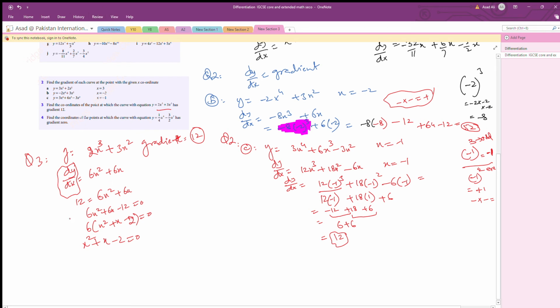There are two methods here. Method 1: x square plus x minus 2 equal to 0, dividing by 6 both sides, so we got x square plus x minus 2 equal to 0. Method 2: you see this is 6, this is 6, and again I'm writing, this is 6.